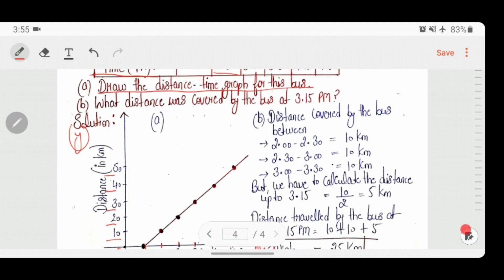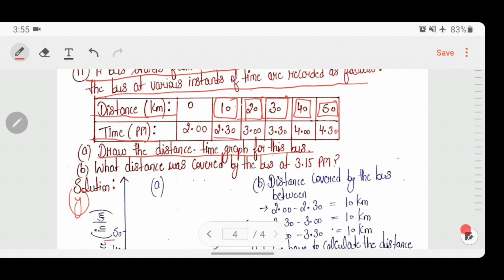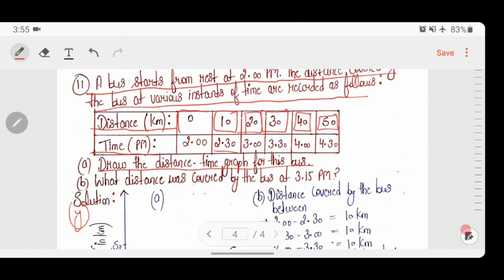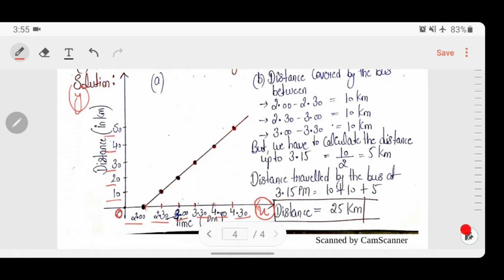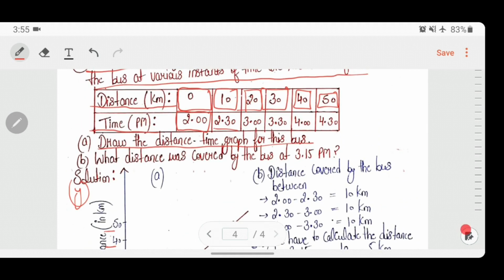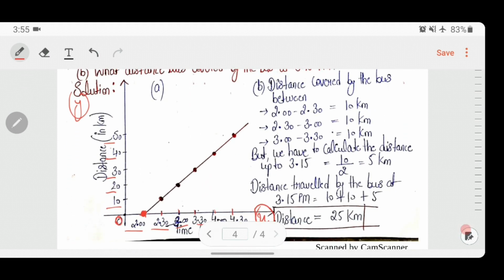First of all, as given in the record, the car at 2 p.m. is at 0 kilometers. So we simply point this out here. After which at 2:30 p.m. the car travels 10 kilometers of distance. Then we point this out here, and at 3 p.m. the car has traveled 20 kilometers, the total distance. So we point it out here, and so on.